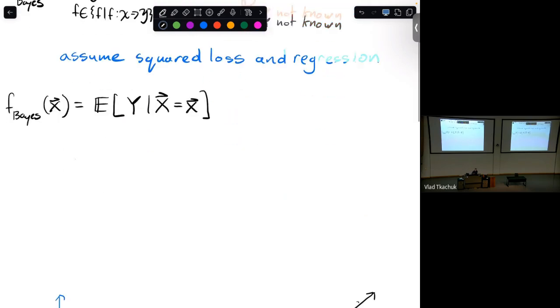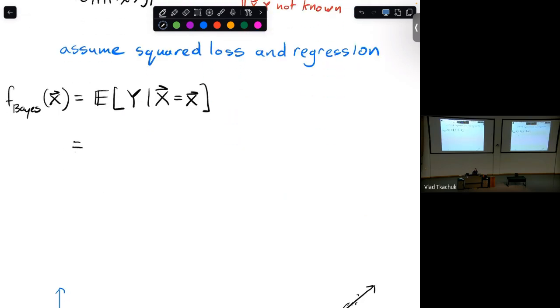And why I'm writing this is because now you can expand this expected value. We know how to write an expected value; it's either going to be an integral or a sum. Since y is continuous in this regression setting, it's going to be the integral over your set of labels of the random variable y, well, the instance little y, times the corresponding PDF of y given X equal to little x.